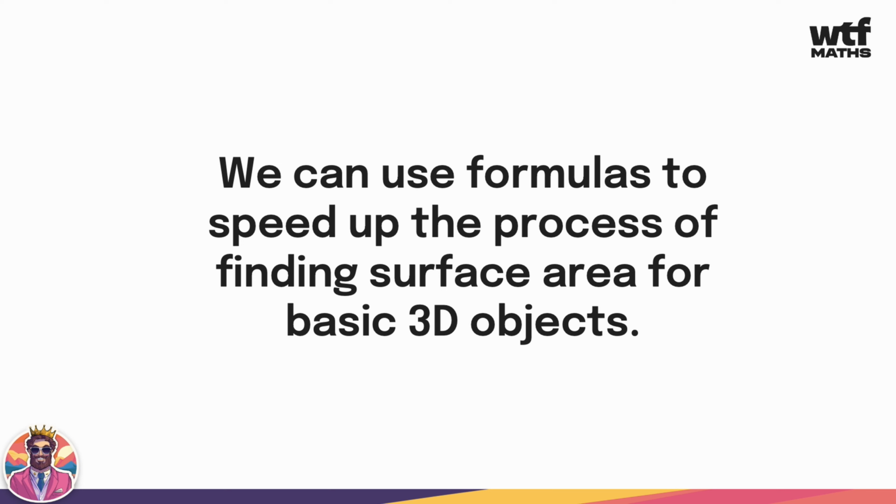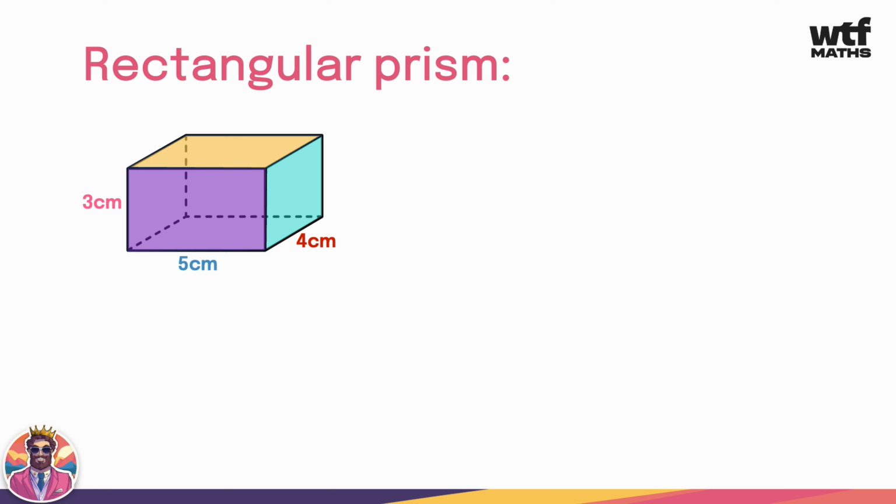So we can use formulas to speed up the process of finding surface area for basic 3D objects. Let's look at a rectangular prism. Now, for a rectangular prism, the formula is going to be 2 times, and inside the bracket, A times B plus B times C plus A times C. Now, what does A, B, and C mean? A, B, and C are just the sides on the rectangular prism.